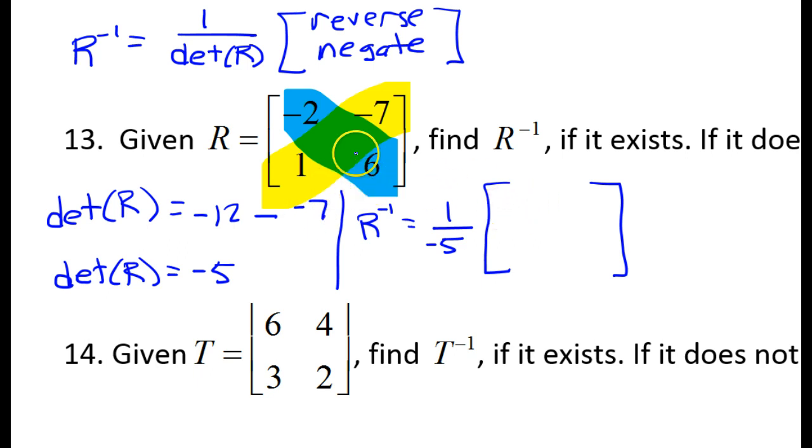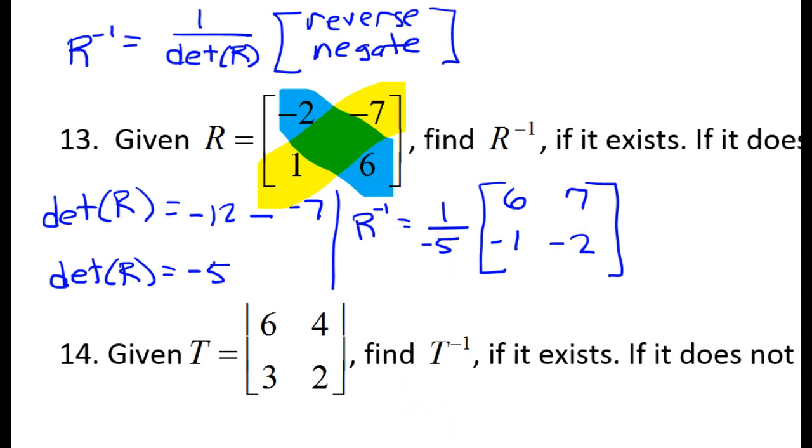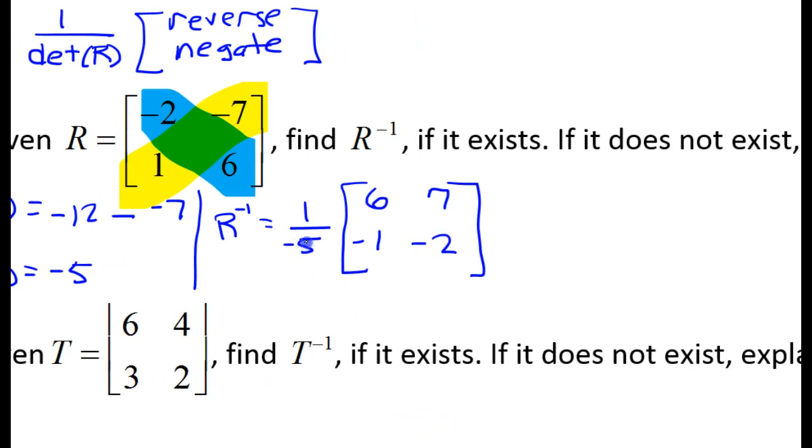It helps me. So if I reverse the down diagonal, that's going to be 6, negative 2. Now if I negate the up diagonal, that means just change the sign. So I'm not moving anything, but the positive 1 will become negative, and the negative 7 will become positive. So that's what I mean by reverse negate. So now I just have to do this, and I'll have my inverse.